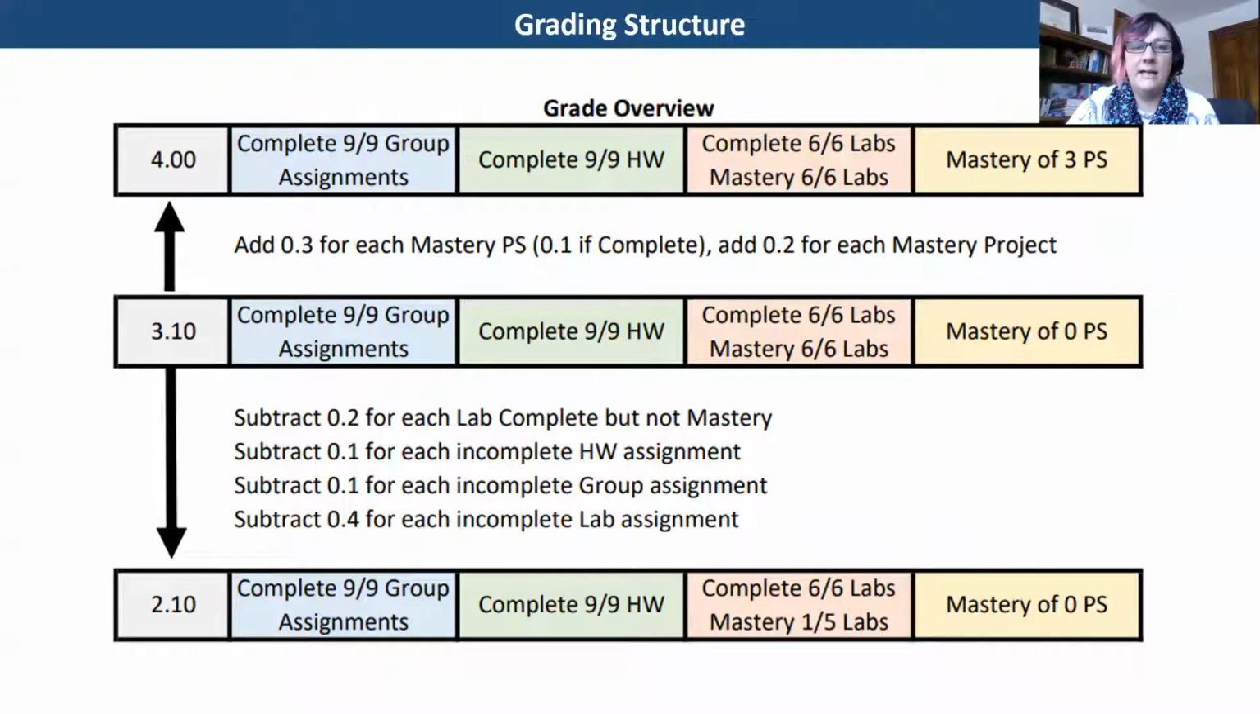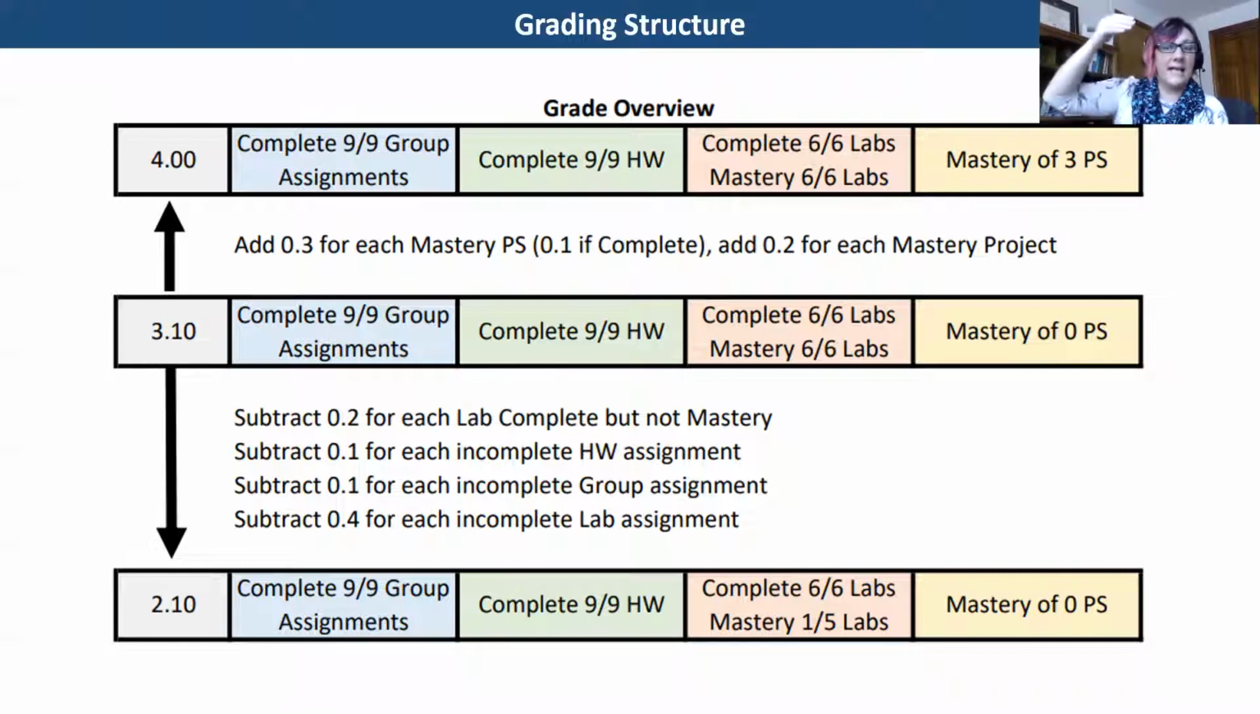Here's my kind of brain dump overview of how we're going to grade. So the way I think about it is, what does a B mean to me? Well, what a B means to me is that a student is completing all the group assignments and all of the homework. They're doing the core work of the class. And then they attempt all of the labs and they get feedback and they revise them all to a mastery level. And that is a solid B in the class.